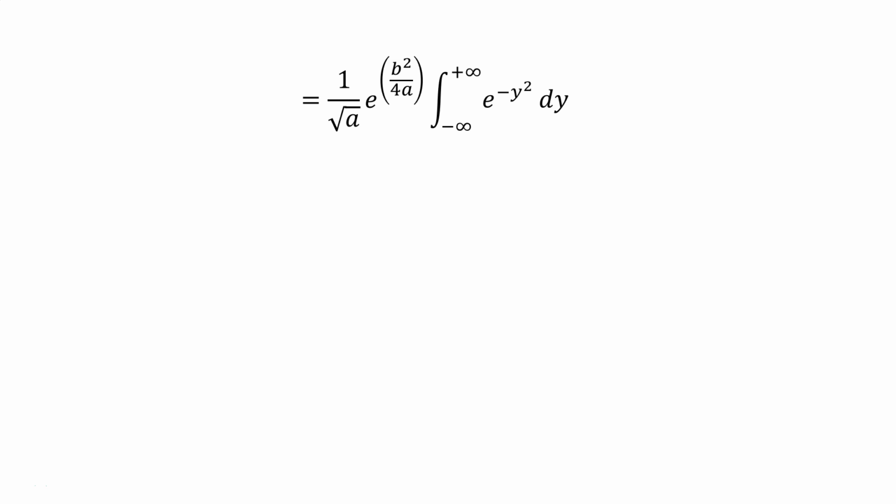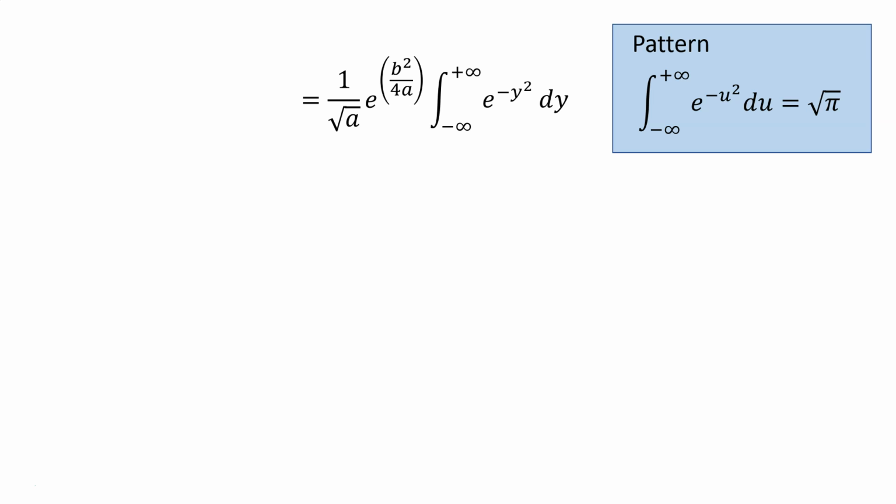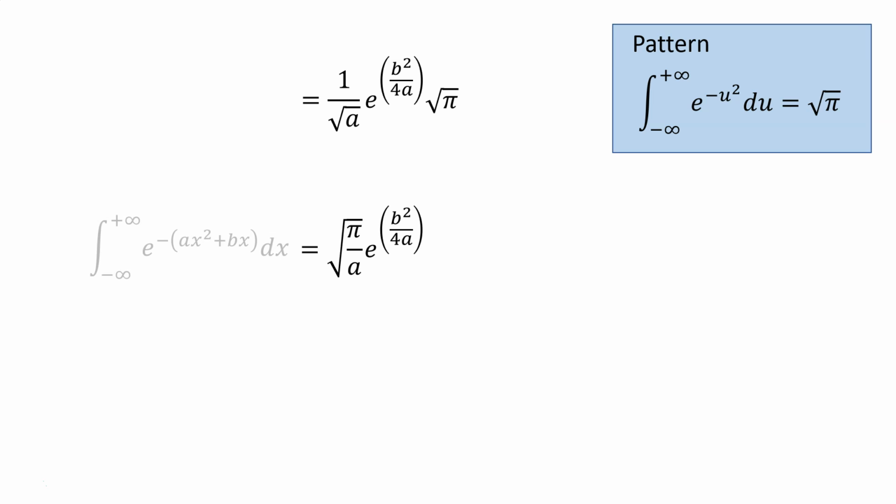Inside of our integral, we are left with e to the negative y squared dy, which matches our pattern for the integral of a Gaussian if we make u equal to y. Remember Griffiths' earlier definition of y? He made that definition specifically to allow us to apply this integral pattern in this step. Clever boy! According to this pattern, the integral is equal to the square root of pi. We can move the square root of pi to the front and combine the square roots. Our original integral from minus infinity to positive infinity of e to the negative (ax squared plus bx) dx equals the square root of pi over a times e to the b squared over 4a.